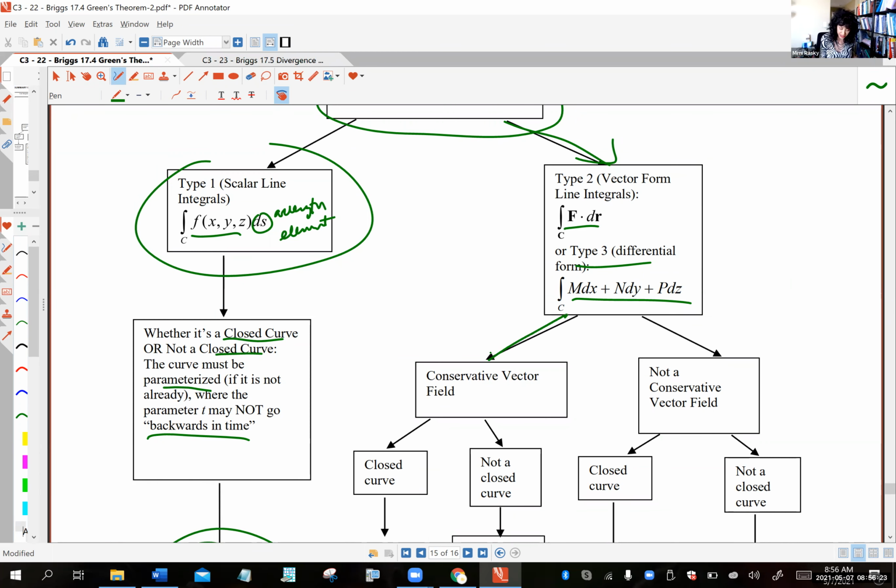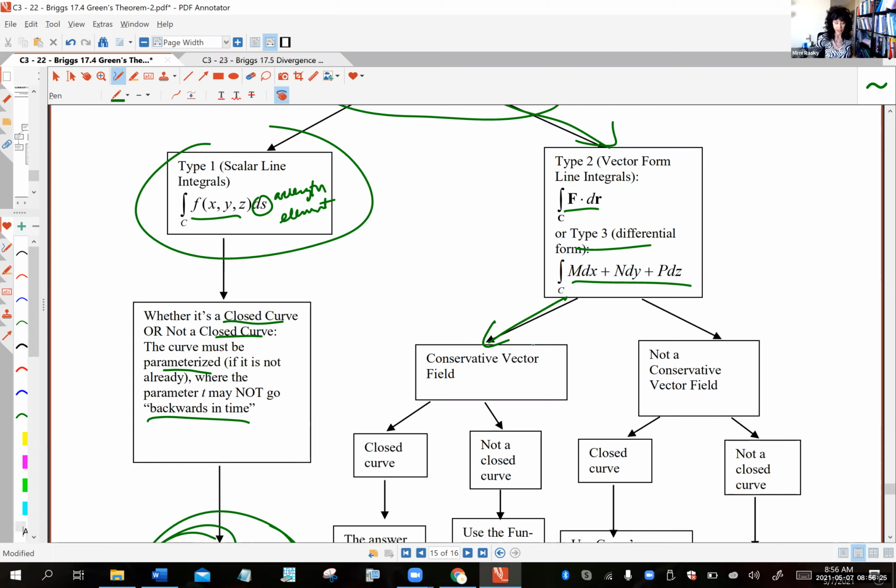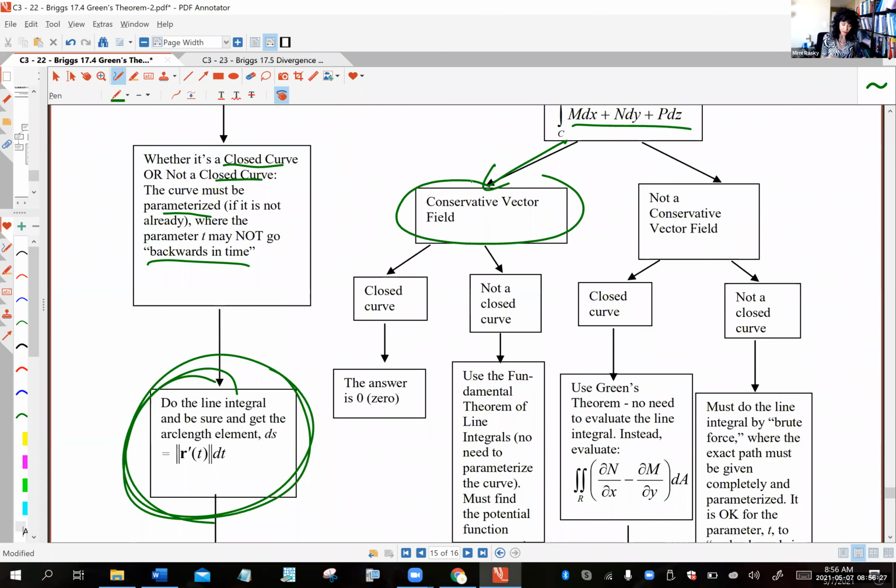So if it is a conservative vector field, then you go down this path, and now you decide, is the curve closed or not? If the curve is closed, the answer is going to be 0. Remember that from the equivalent conditions? So you don't really have much work to do. You're just like, hey, I'm done. 0 is the answer. No work needed.